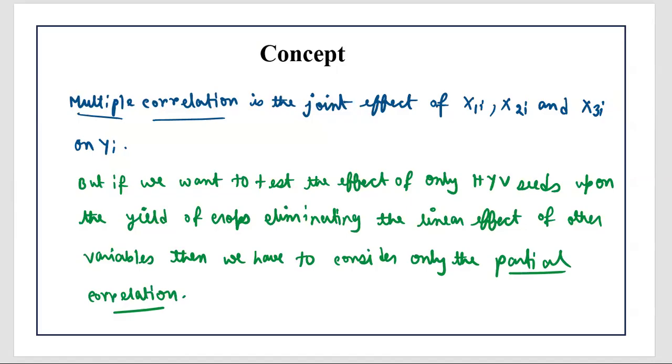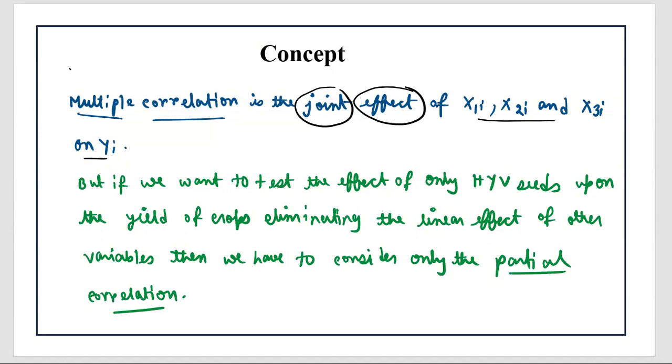So this is the distinction between multiple correlation and partial correlation. In case of multiple correlation, we want to figure out the joint effect of all the regressors present in the model, and we want to measure how much of the total variation is explained by the regressors in our model.